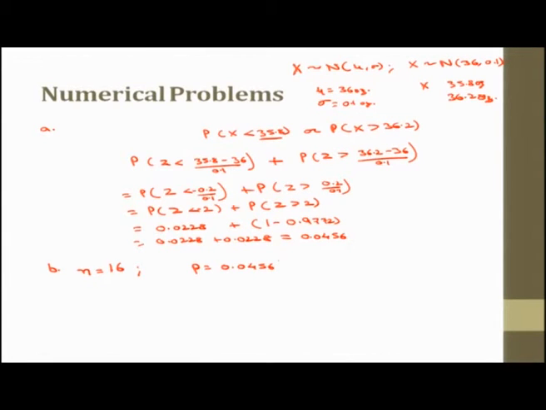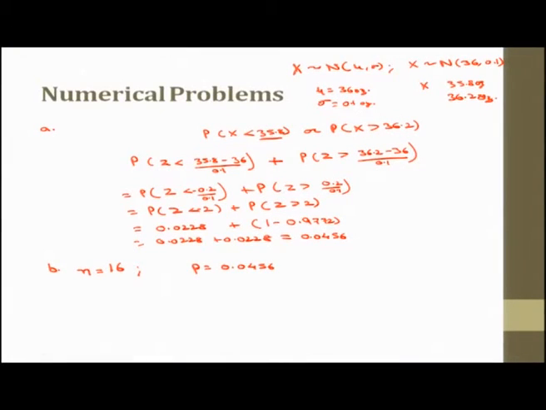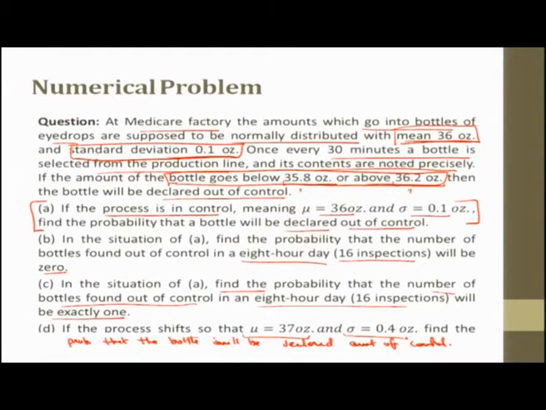0.0456. So, now you see that from normal distribution, first we find the probability. Now, this probability would be used as a proportion, or maybe as a probability of success in binomial distribution. Then the question is progressing further. Now, this p is equal to this. Now, what is the question asking? It is asking the probability that bottles found out of control will be 0.